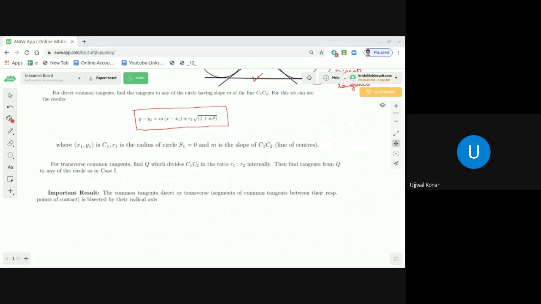Now we are going to discuss the third case, where C1C2, the distance between the centers, is equal to R1 plus R2, and R1 is not equal to R2. So let's see what is going to happen in this particular case. So case 3, what we are going to discuss, dear students, is that C1C2 is equal to R1 plus R2, in which case R1 is not equal to R2.